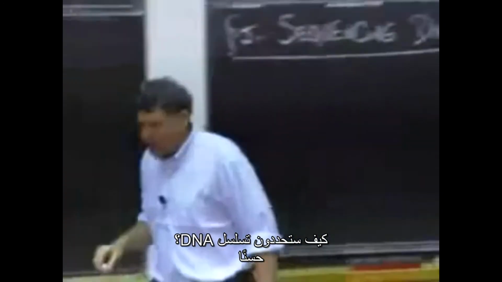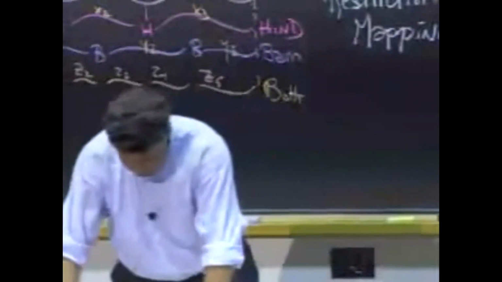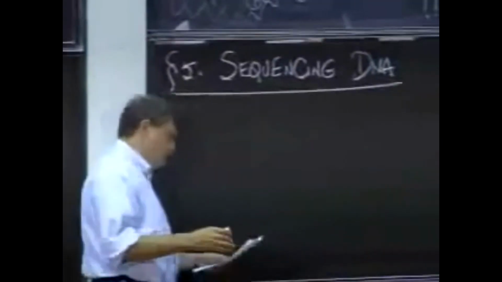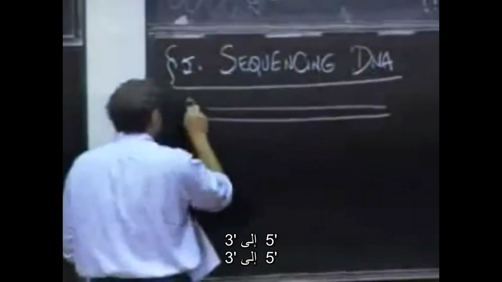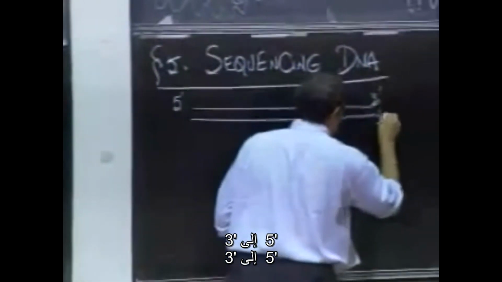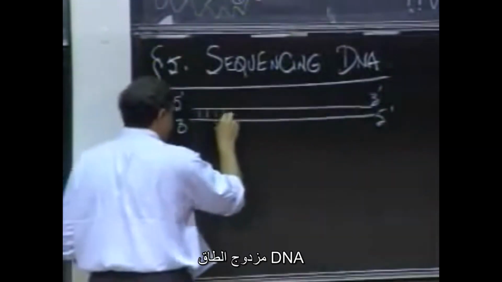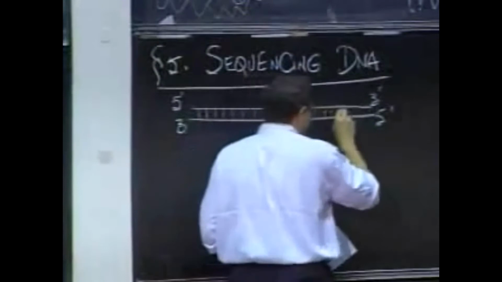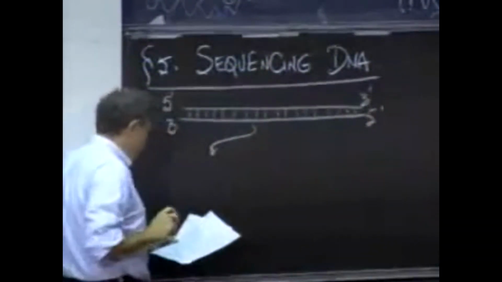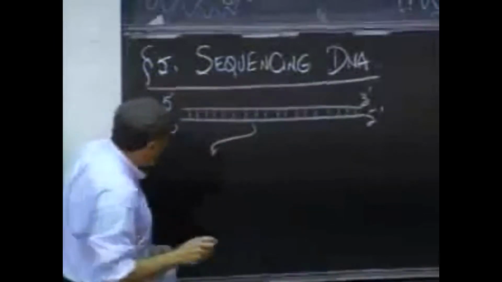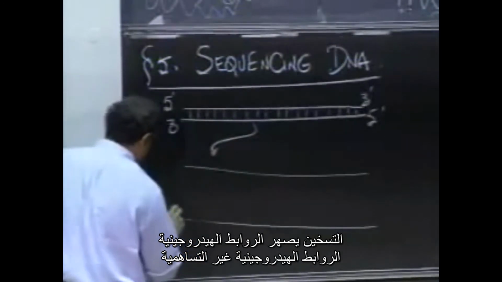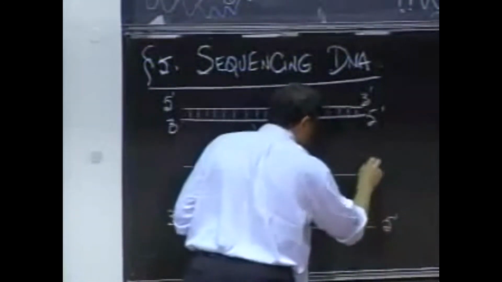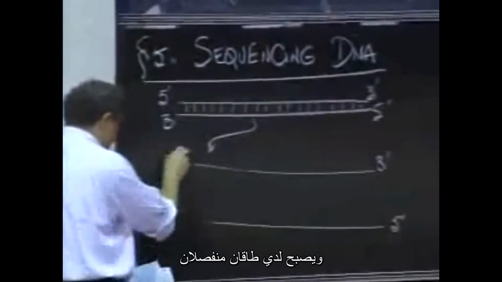How are you going to sequence DNA? Well, suppose I give you some double-stranded DNA, 5' to 3', 5', 3', double-stranded DNA. Let me heat it up. What happens when I heat up DNA? It melts, the non-covalent hydrogen bonds break, and I get my 2 strands separated.